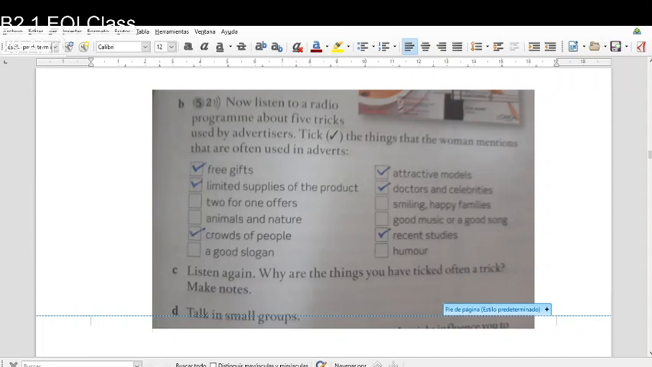Then crowds of people, it says in the listening that we behave like sheep, como borregos. Then, attractive models. Wow, advertisers say that we can look like models, but we can't because we aren't models. And also remember that pictures, photos can be airbrushed. Another way is that the women say that doctors and celebrities are advertising it, but maybe it's not a doctor. The man or the woman that appeared is not a doctor, indeed. And certain celebrities are celebrity endorsers, but they don't really know about the product.